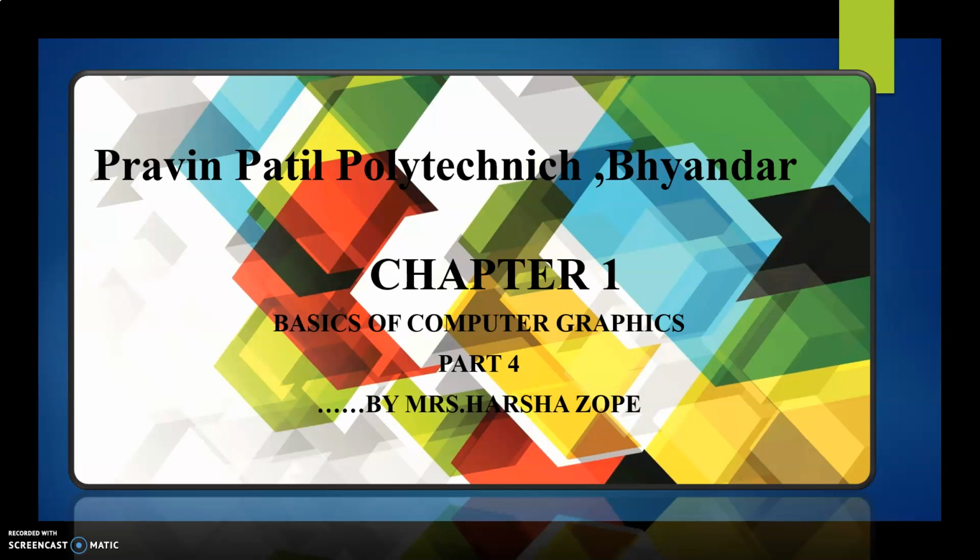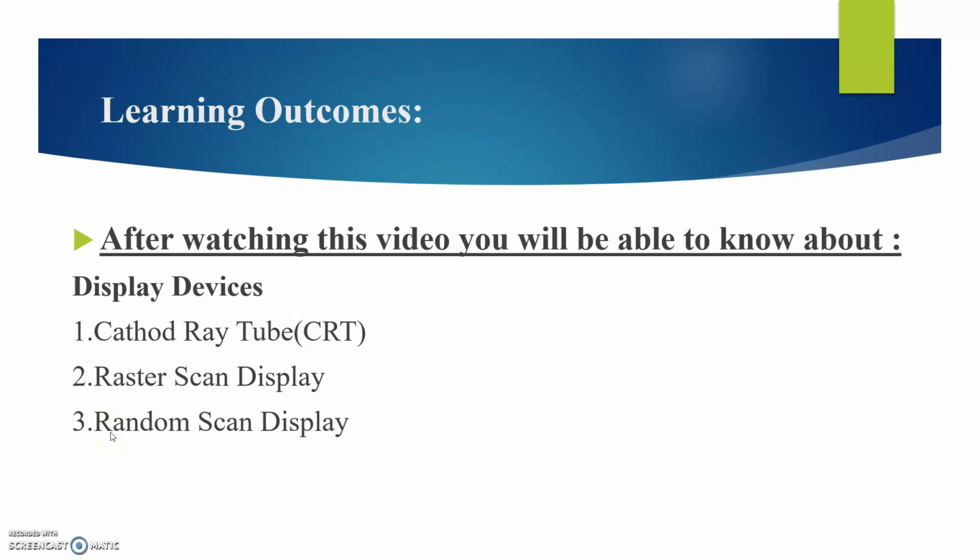Today we are going to study part 4 of our chapter 1, Basics of Computer Graphics. Learning outcomes of this video are: after watching this video, you will be able to know about display devices. We will study 3 types of display devices today: cathode ray tube (CRT), raster scan display and random scan display.